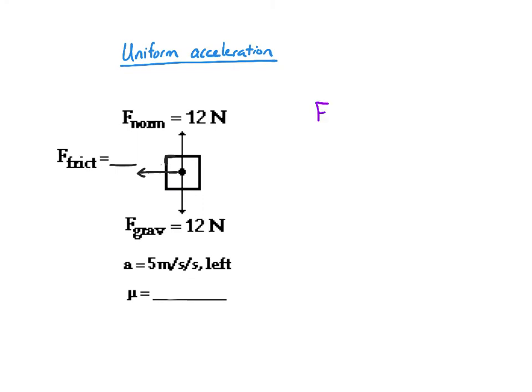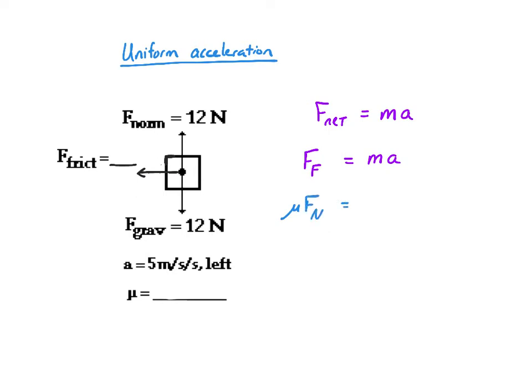In this example, we have a block that is sliding across the surface and it's uniformly accelerating at 5 meters per second squared to the left. Therefore, it does have a net force, and we'll use that formula to help us figure out what the coefficient is in this case. One thing to consider is what force is causing the acceleration. In this case, the 12 newton gravitational force and normal force are not acting horizontally, and therefore they are not part of the acceleration. Only the force of friction is. So the force of friction is the net force in this example.